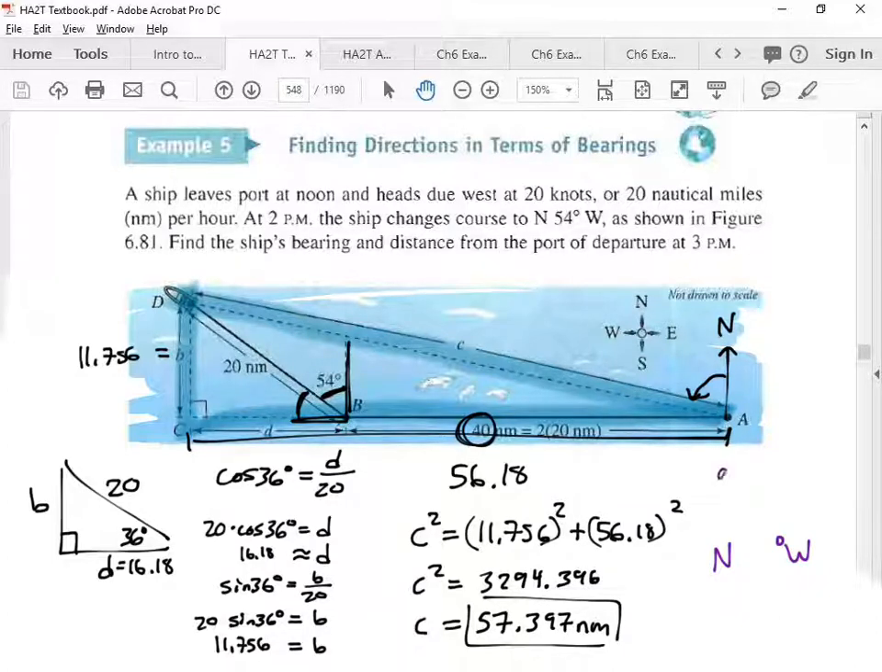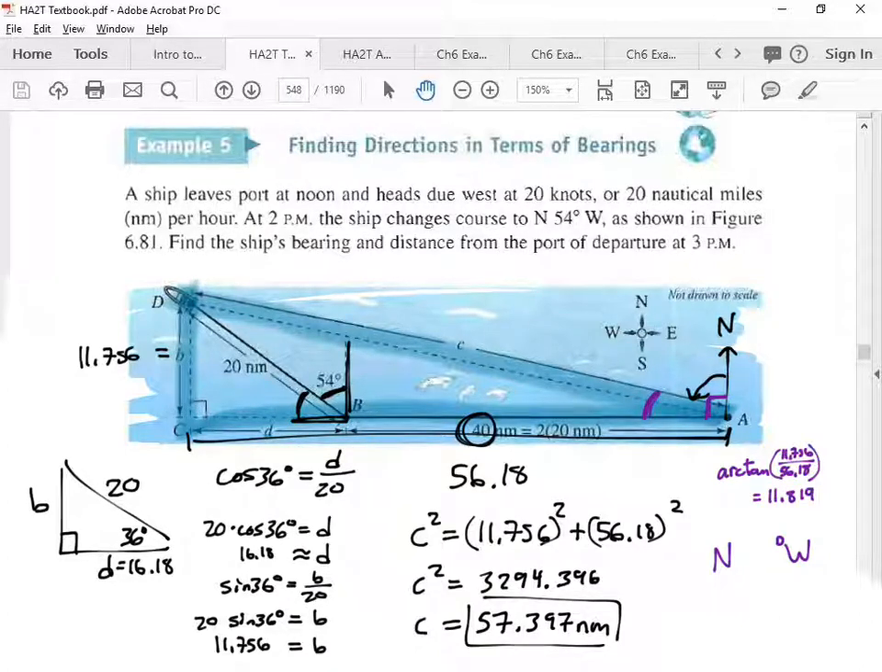So I'm going to do arc tangent. For arc tangent, I have to plug sides in so I can find that angle right here. By finding this angle, I'll be able to find this angle, because both of these angles are complementary, which means they add up to 90 degrees. So what is the opposite side? It's 11.756, and then the adjacent side is 56.18. Can somebody go arc tangent of that and tell me what you get?